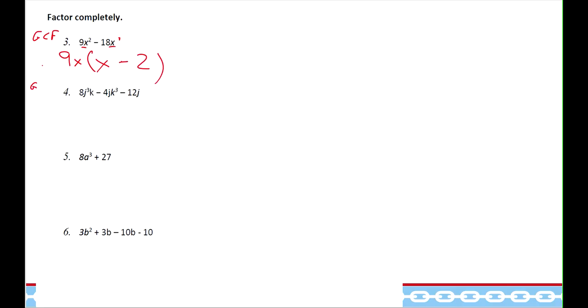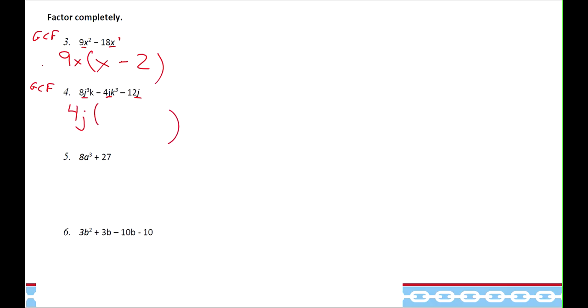Number 4 is also a greatest common factor problem. I look at 8, 4, and 12. They are all divisible by 4. And then looking at the variable parts, I have j to the third, j to the first, and j to the first. So I would just divide out a j to the first. And then I have k's in this one as well. K, k to the third, and no k's at all, or k to the 0. So basically I'm not dividing out any of the k's.